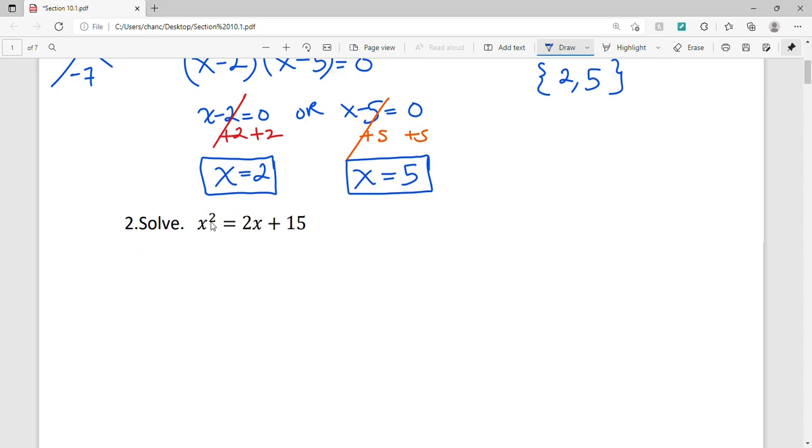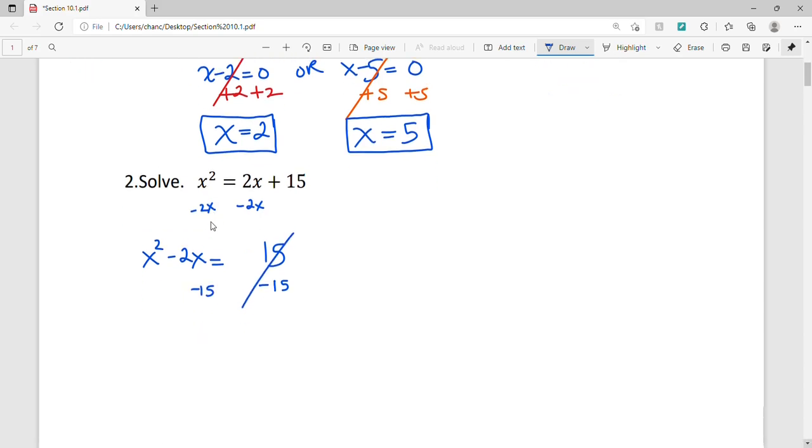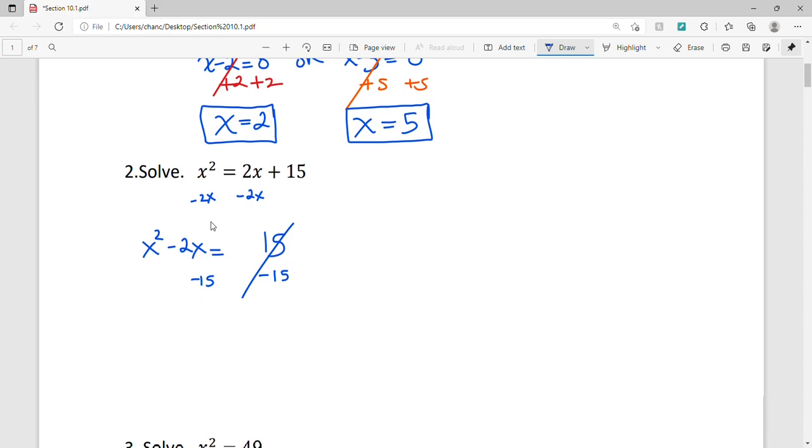In example 2, again, I want to rewrite it in that standard form. So let's subtract 2x to both sides. That gives us x squared minus 2x is equal to 15. And then we're going to do it again. We're going to subtract 15 to both sides, so this equation is equal to 0. That gives us x squared minus 2x minus 15 is equal to 0.